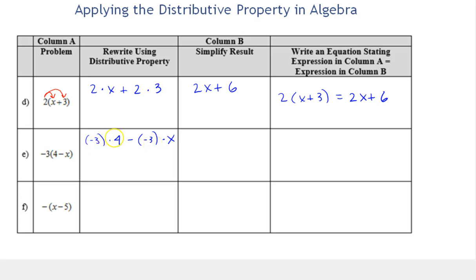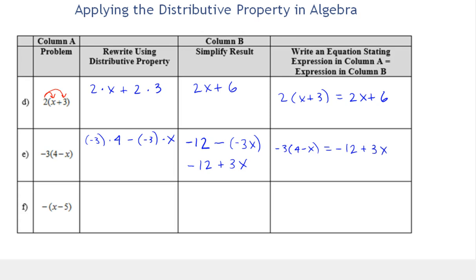So now negative 3 times 4 is negative 12. Okay. And let's do this in 2 steps. So I'm going to keep the subtraction. Negative 3 times x is negative 3x. I'm going to put the negative in parentheses. And when we subtract a negative, it's the same as adding a positive. So this is negative 12 plus 3x. So this is the simplest form. So now let's write our equation. We have negative 3 times 4 minus x is equal or equivalent to negative 12 plus 3x.